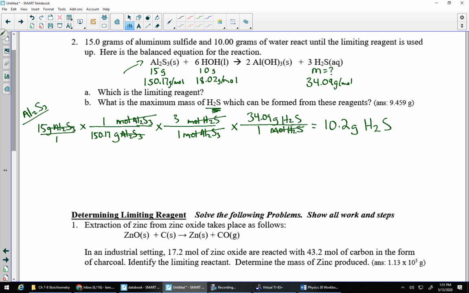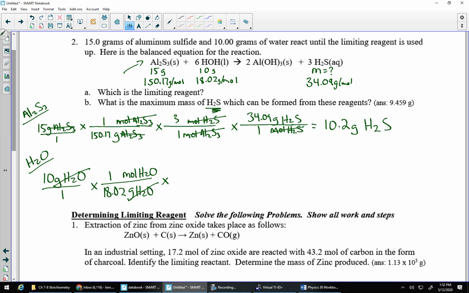Okay, let's try it out with H2O, and let's see what we can get with H2O. So we're starting out with 10 grams of H2O. We're going to multiply that to get moles. So grams of H2O has to go on the bottom. Moles of H2O has to go on the top. It's 18.02 grams for every 1 mole. Nice. Okay. Grams cancels, and I've got moles of H2O.